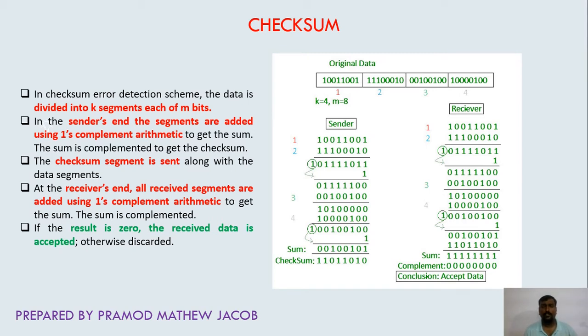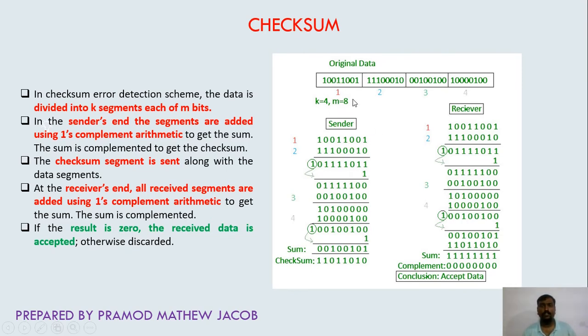Let's understand this concept with an example. This whole thing is our data. So we have divided our data into 4 segments where each segment has 8 bits. So we have divided the entire data into 4 segments. K represents the number of segments and M represents the number of bits in each segment.